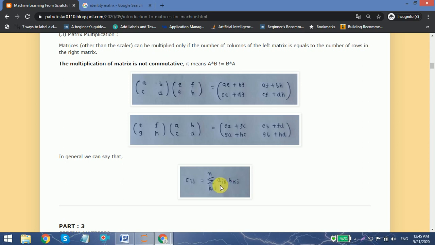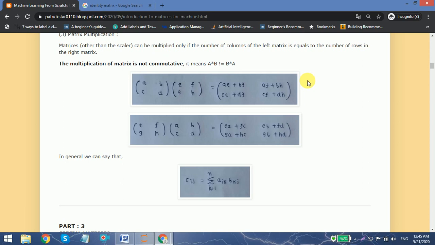So it goes like A11 into B11. So this is A11 and this is B11. Multiply them, that gives us AE. And next we have to go for the second iteration, since this is a 2 cross 2 matrix. So n is going to be 2. So now we have to add for k equals 2. So it becomes A12 into B21. So this is the value of A12, that is B, and this is the value of B21, since it is in row 2 and column 1. So we have to multiply it. Okay, so this goes the same for the rest of these.